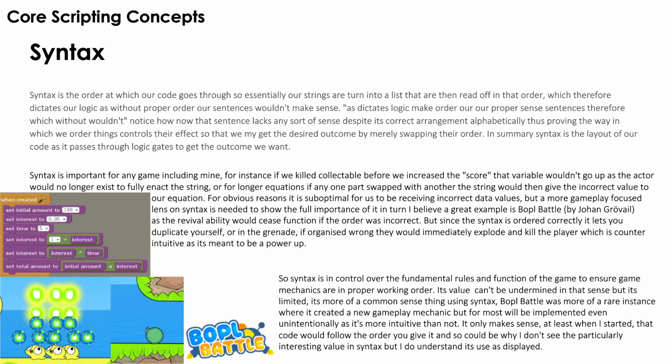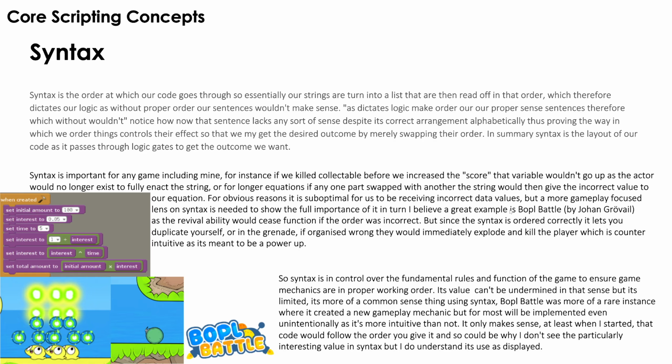For instance, if we killed collectibles before we increased the score, that variable wouldn't go up as the actor would no longer exist to fully enact the string. Or for longer equations, if any one part swapped with another, the string would then give the incorrect value to our equation. For obvious reasons, it is suboptimal for us to be receiving incorrect data values, but a more gameplay focused lens on syntax is needed to show the full importance of it in turn.